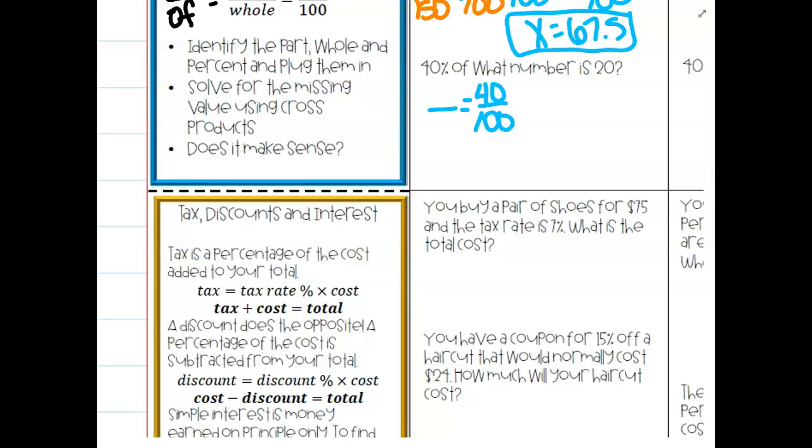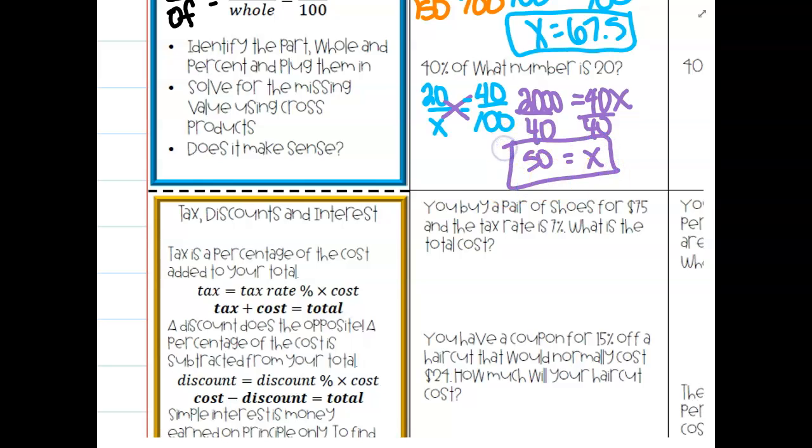Now the 20, see how it says is 20? It's is over of, so it's going to be 20. I don't know my of, so it's going to be 20 over x. And then same thing, we would use our cross products. So 20 times 100 is going to be 2,000. X times 40 is going to be 40x. Divide by 40, and that should give me 50. My answer is 50.